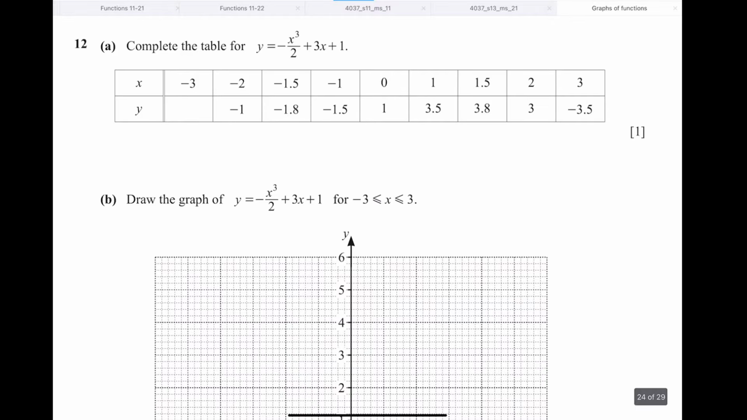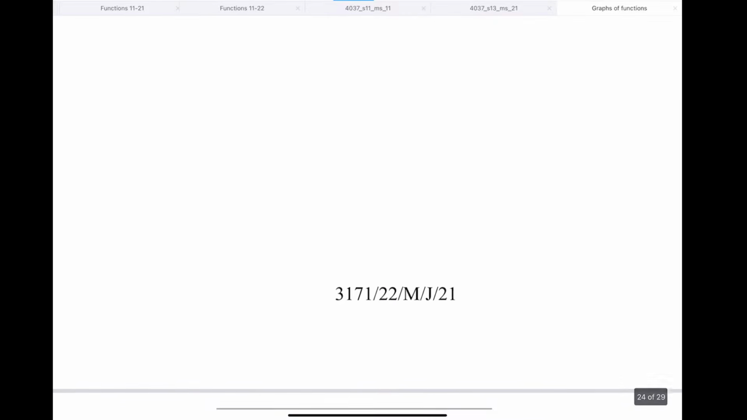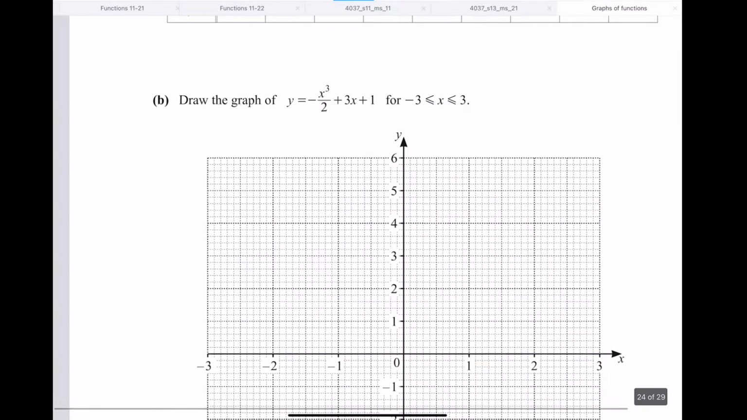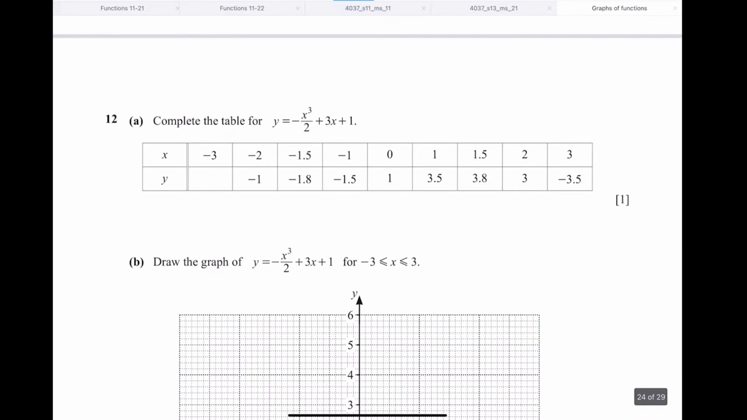But the mini series hadn't happened in your time, right? The mini series was last year, in 2021. Yeah, exactly. Okay, and that's why you can see that the code is completely different. It's not 4024, it's not 0580, it's 3171. Okay, so this basically came in the mini series. Okay, 2021, so again fairly recent.